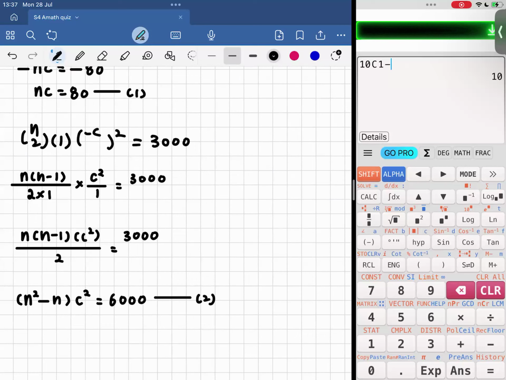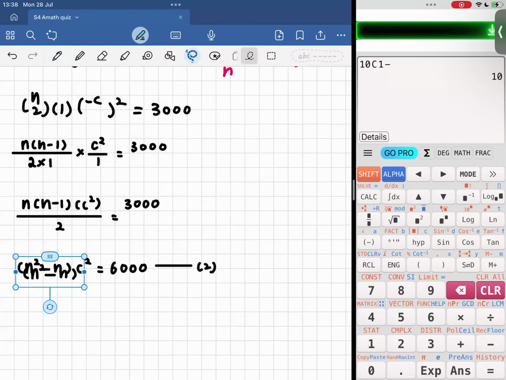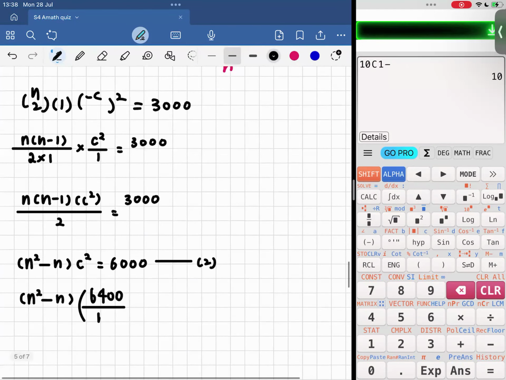So what we have from here is I'm thinking of subbing in c. Looks easier. Let me think. If I sub in c, yeah, maybe I should do that. Let's try. So c from here is 80 over n, right? This is my equation 3. So I'm going to sub 3 into 2. So when I do that, this one no change. What's c squared? So 80 squared is 6400 over n squared. And then this one here will be equals to 6000.